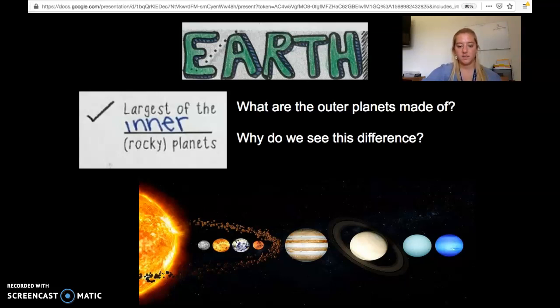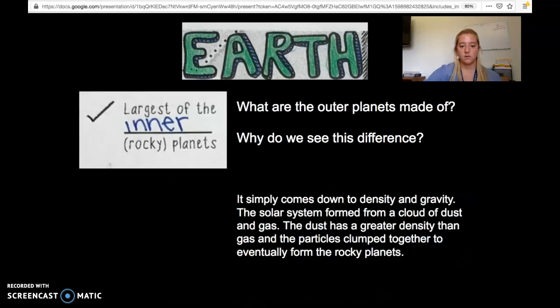And we talked about this in the beginning lecture. What are the outer planets made of? Gases. We see this difference because of the gravitational pull of the sun. The sun pulled the heavier materials towards it as the solar system was forming. Therefore, the planets on the inner side of it, or closest to it, were made out of heavier, more solid material. So, yeah, see, it simply comes down to density and gravity.